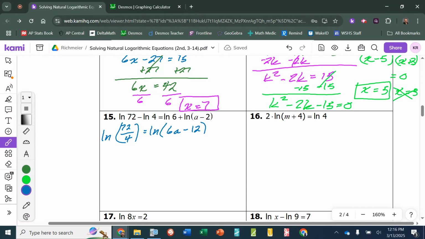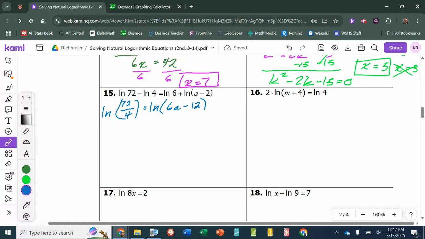Now that I have a single log equal to a single log, I'm going to use that one-to-one property and just ignore the logarithms. Because for them to be equal, their arguments have to be equal. So we're going to go ahead and just forget about the logarithms. And so I'm using that one-to-one property.